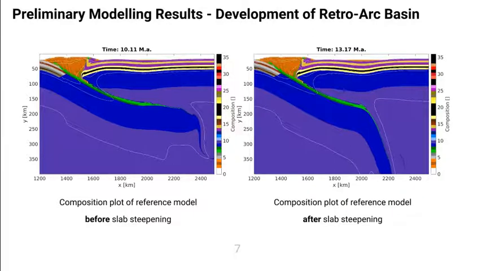Here we can see the preliminary modeling results and the zoomed-in development of the retroarc basin. We see two composition plots for the reference model before and after slab steepening. We can see that the development of the retroarc basin is closely linked to the slab steepening. It is worth pointing out that the amount of sedimentation is not realistic and these are only preliminary results.